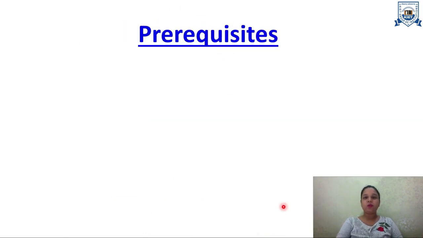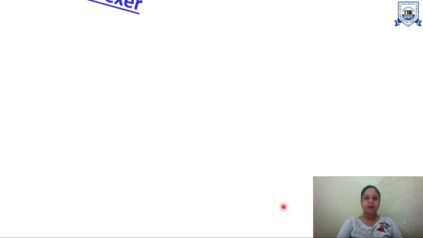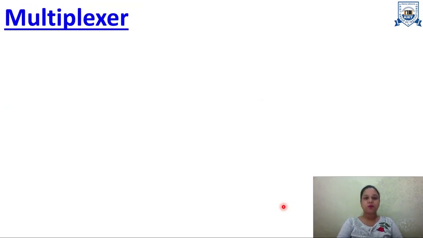So first of all, we will see what the prerequisites are. It means what you must know before going through this topic. You must have seen the video for registers and register transfer and memory transfer. Then you must know what a multiplexer is, because we will need it in studying general register organization. So let's see what a multiplexer is.